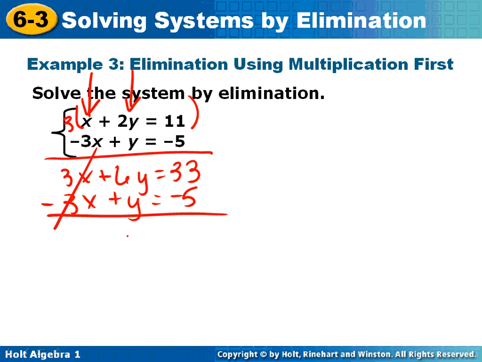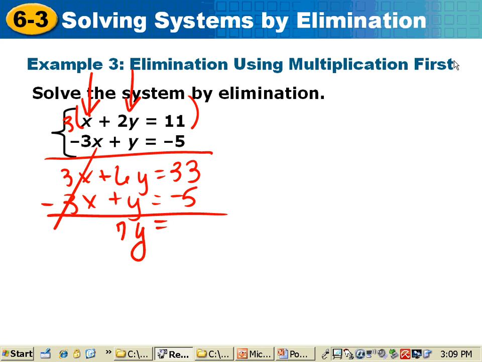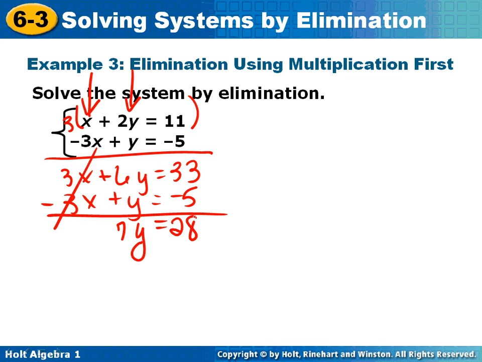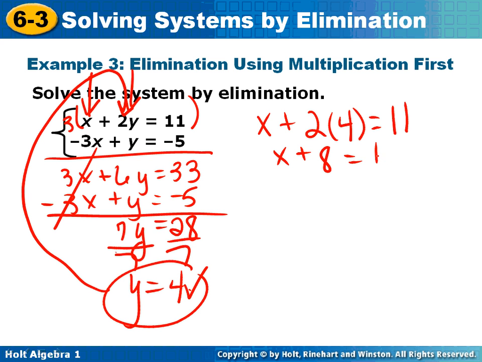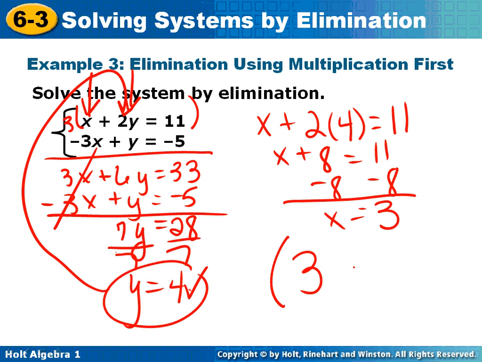Okay, the 3x's cancel. I get 7y is equal to 28. Divide by 7 on each side, and y is 4. Now I'm going to plug the y equal to 4 back into an original equation. I like the top one. X plus 2 times the y value equals 11. Since y is 4, I'm going to plug in 4. X plus 8 is 11. Solving for x, x is 3. Writing it in an ordered pair, these two lines intersect at 3, 4.